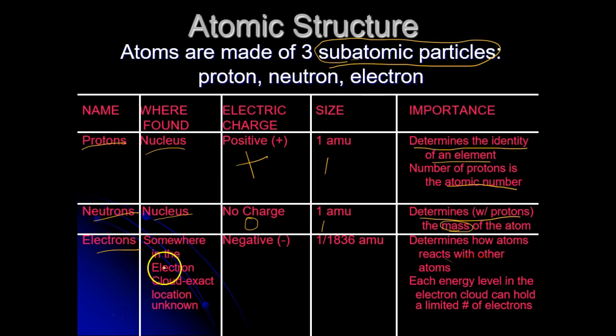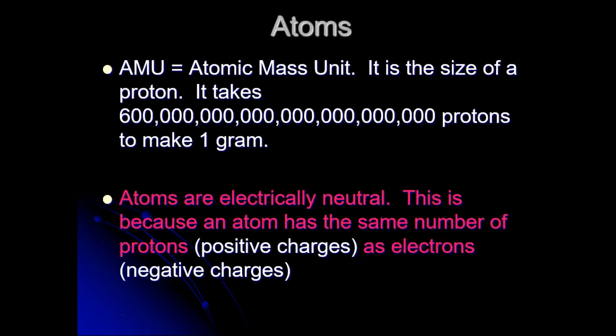Then we have electrons. They're somewhere in the electron cloud, and they have a negative charge. They have a negligible mass. So they're negligible mass, so we don't count them in our mass of our element here. They determine how other atoms react with other atoms. They're in energy levels. Okay, and we're going to talk more about that later on in another unit. So if you need to, pause this slide and go and copy this chart down.